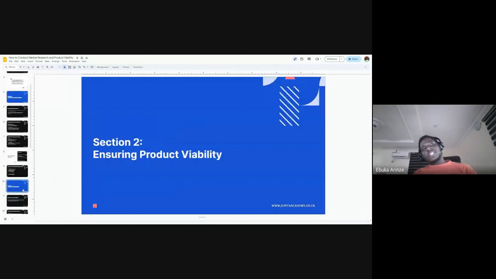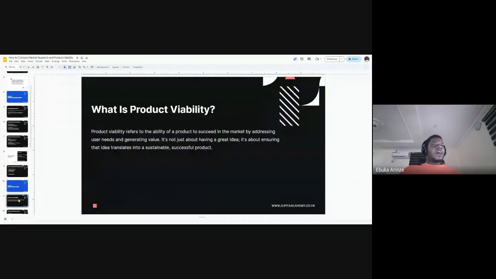So section two now, moving to product viability, ensuring product viability. First step: what is product viability? This basically refers to the ability of the product to succeed in the market by addressing the user's needs and generating value. This is not just about having a great idea, it's about ensuring that the idea translates into a sustainable and successful product.